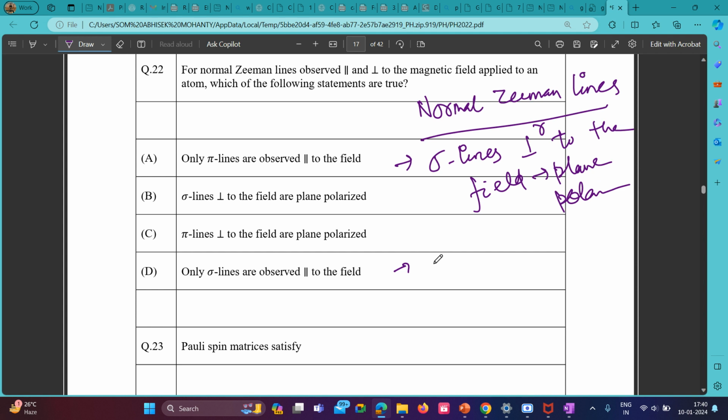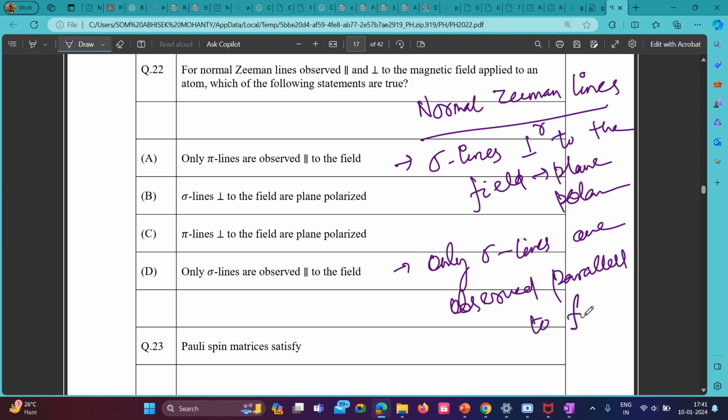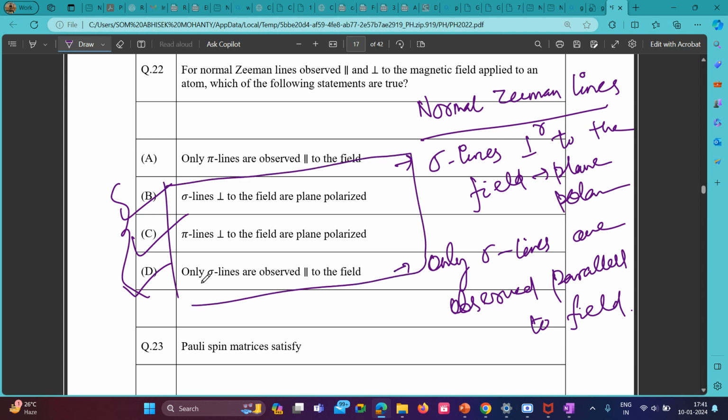Then only sigma lines are observed parallel to the field, which is option D. Pi lines perpendicular are also plane polarized. So sigma lines perpendicular are plane polarized, pi lines perpendicular are plane polarized, and sigma lines are observed parallel to the field. Pi lines are observed perpendicular to the field. So these points you need to remember. It's a 2 mark MSQ.